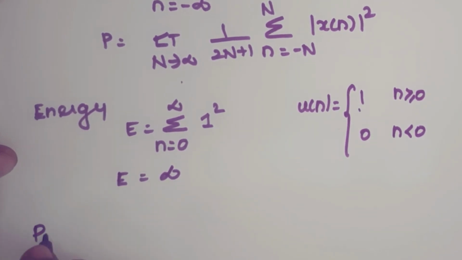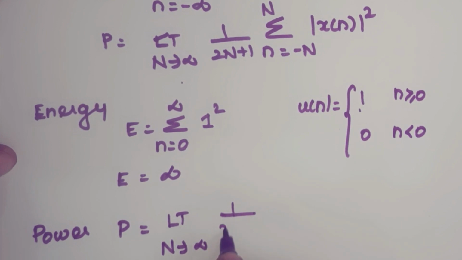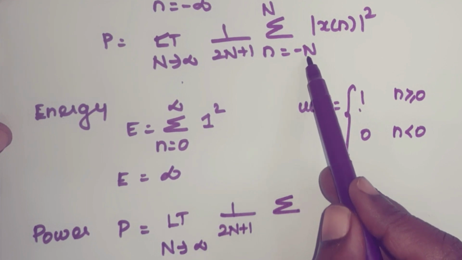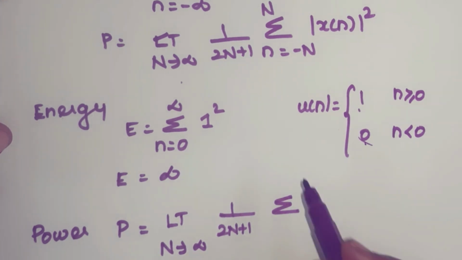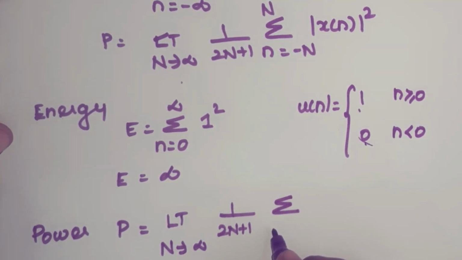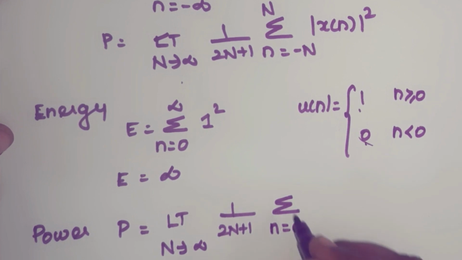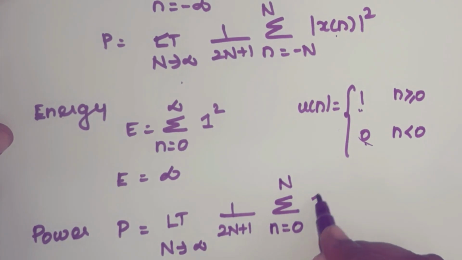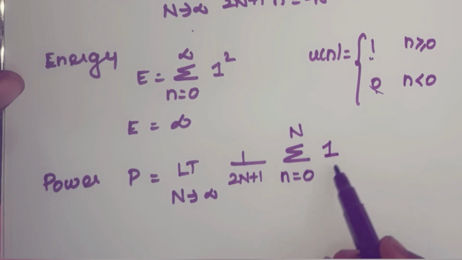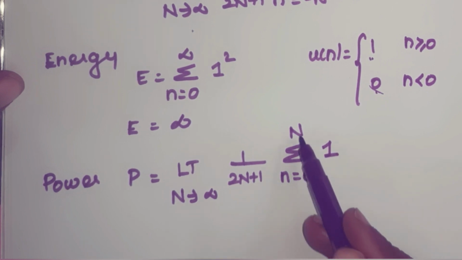Next one is power. P equal to limit n tends to infinity 1 by 2n plus 1 summation. The actual formula is minus n to plus n, but here for negative values of n you get only 0. So you can eliminate these negative powers. So n is equal to 0 to n. And what is the value of x of n? That is 1. So 1 square, that is 1. Here you are going to add 1. How many times? 0 to n times.